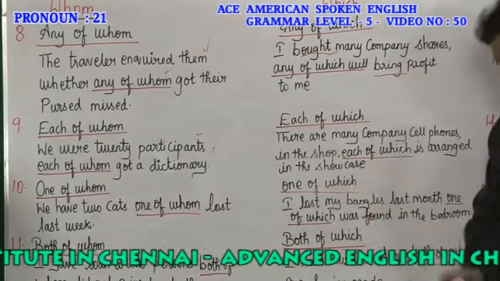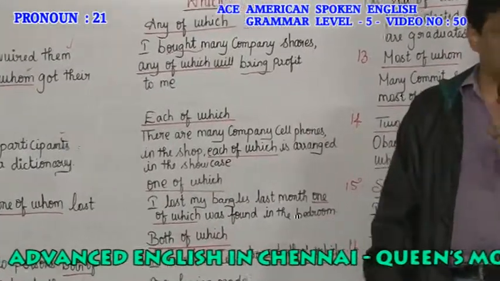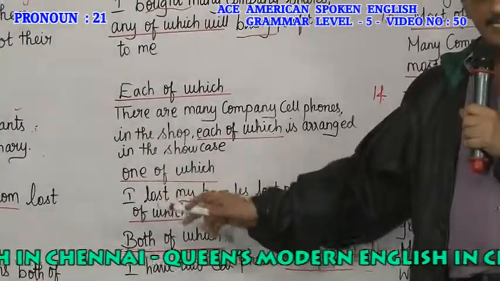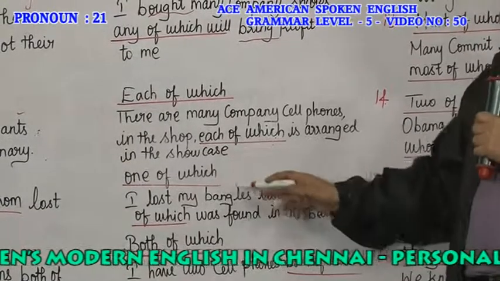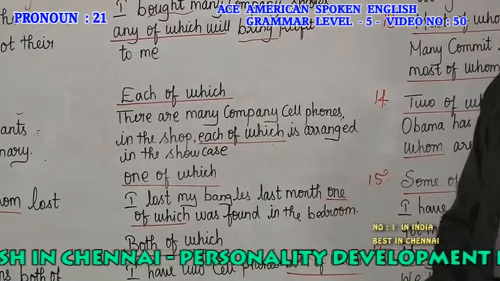Coming here, one of which. I lost many bangles last month. It's a full sentence. So I is the subject, lost is the verb. What did you lose? My bangles. My bangles becomes the object. Last month is an adverb of time.